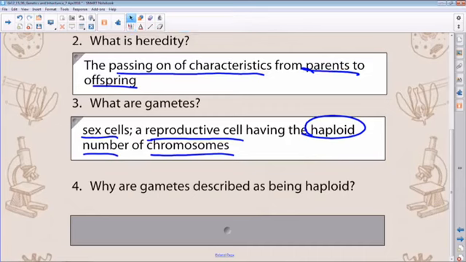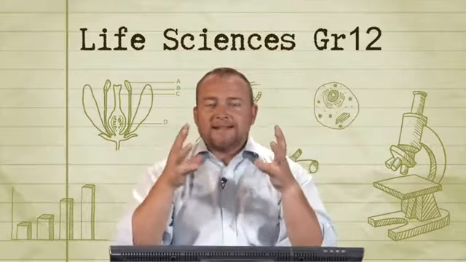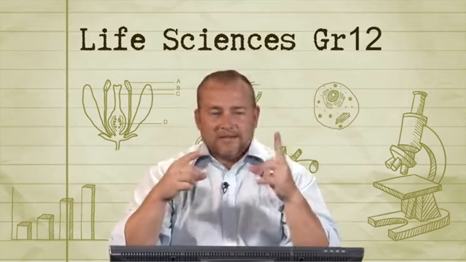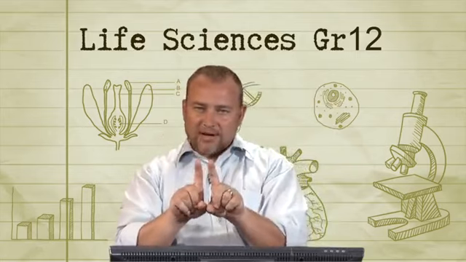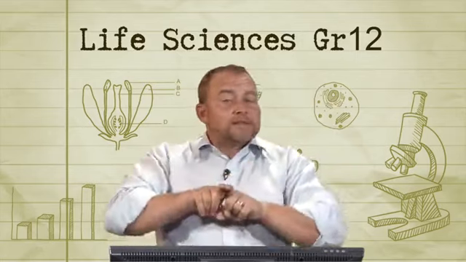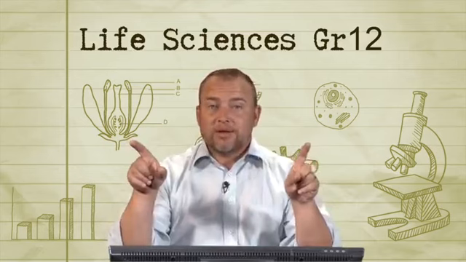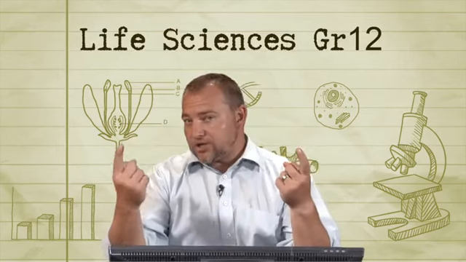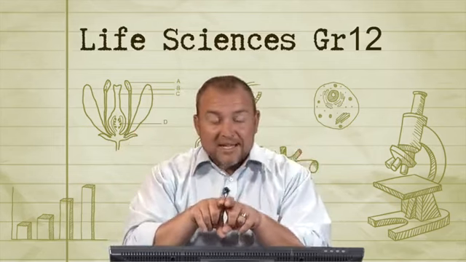And then your next question: why are gametes described as being haploid? The main reason is that they have half the normal number of chromosomes. Understand this very carefully. If I get an eye color from my mom and an eye color from my dad, I have 2 sets, so I've got 2 sets in every single cell of my body. But when I make a sperm cell, I should separate them, so that one goes into this sperm cell, one goes into that sperm cell. Let's just say that didn't happen and they stayed together.